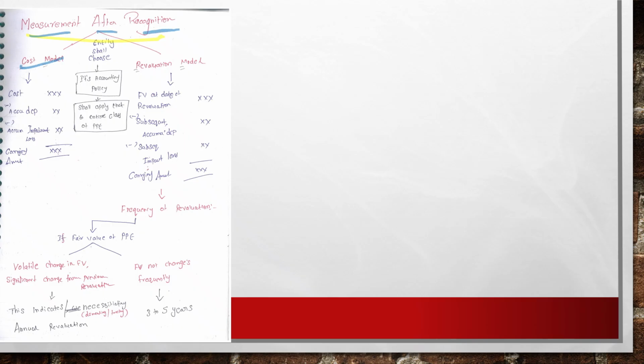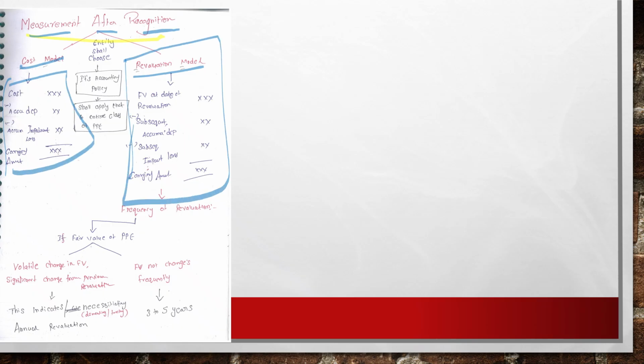In the previous class we completed what the measurement after recognition is: the cost model and the revaluation model. See, this is the cost model and this is the revaluation model. I will explain this with a practical example. Before I explain, I am just revising the previous class.